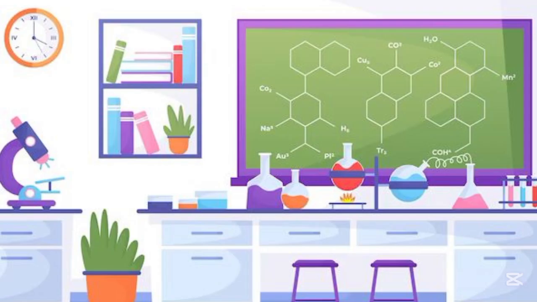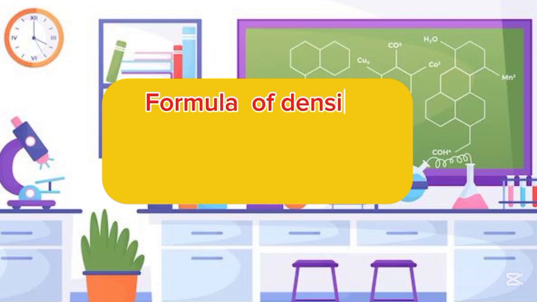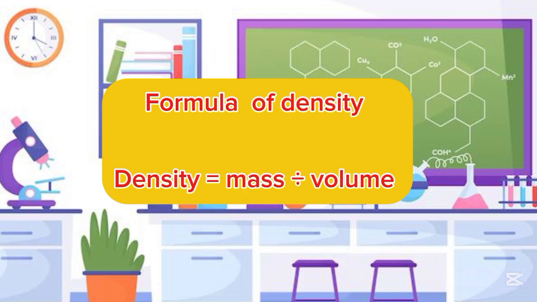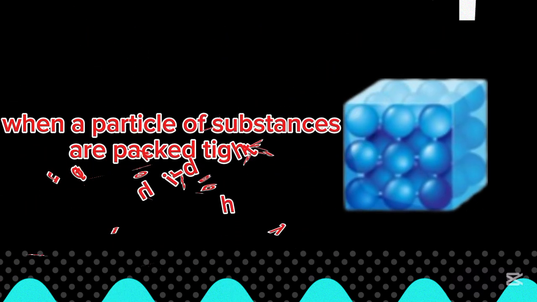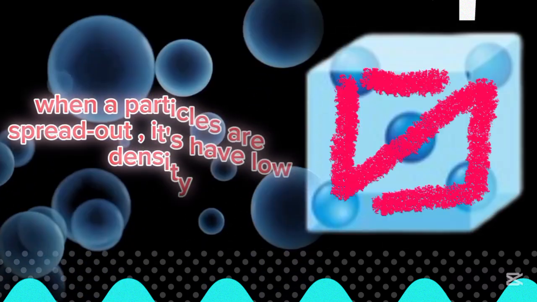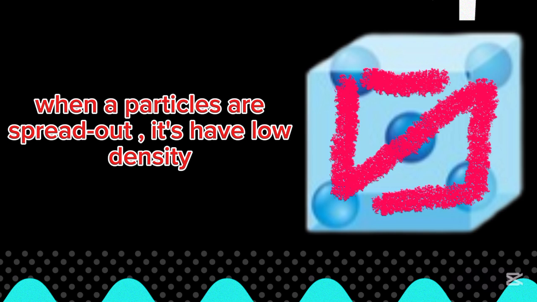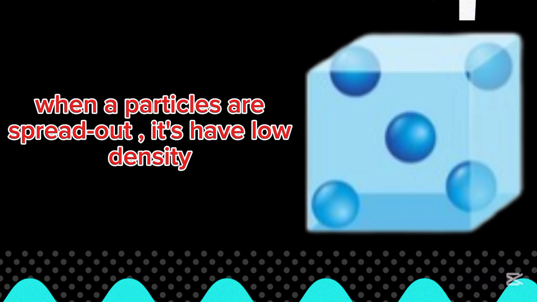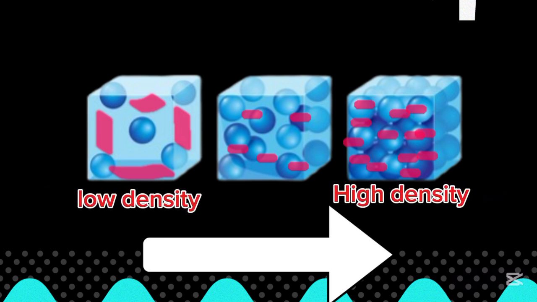The formula of density is very easy. Density equals mass divided by volume. If the particles of a substance are packed very closely, the substance has high density. If the particles are spread out and far apart, the substance has low density. This property is very important in science, because it helps us compare materials and understand their behavior.